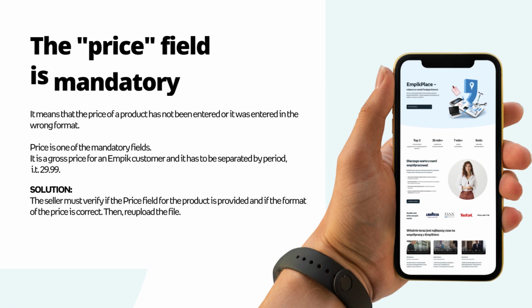The price field is mandatory. It means that the price of a product has not been entered or it was entered in the wrong format. Price is one of the mandatory fields. It is a gross price for an Empik customer, and it has to be separated by period, that is 29.99. The seller must verify if the price field for the product is provided and if the format of the price is correct. Then, we upload the file.